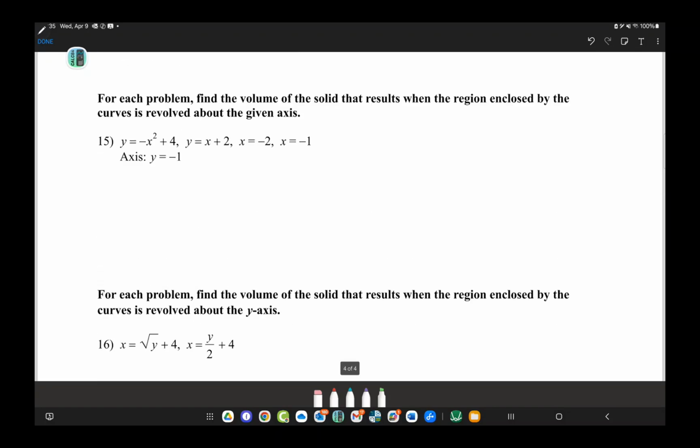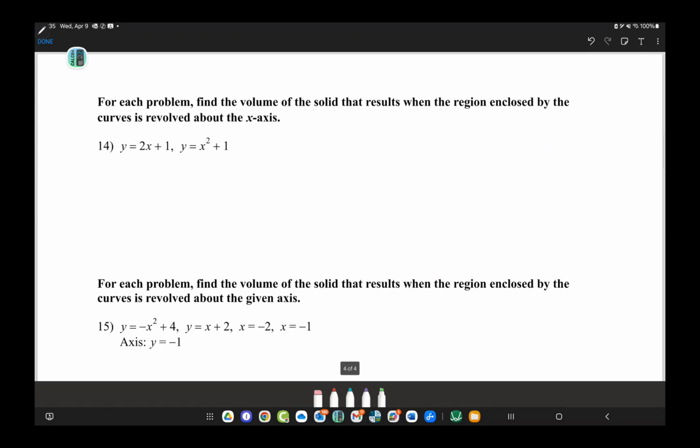14 through 17. So 4 more. Now these are going to be 2 separate functions. This is kind of how you can tell when you're going to have a washer method, is when I have 2 separate functions. So y equals 2x plus 1 starts at 1. Goes up 2 every time.